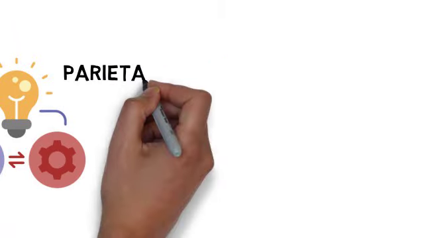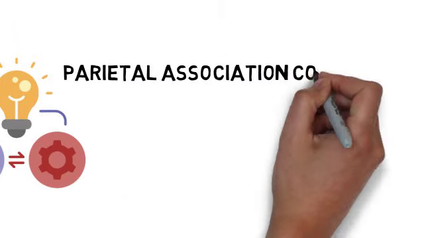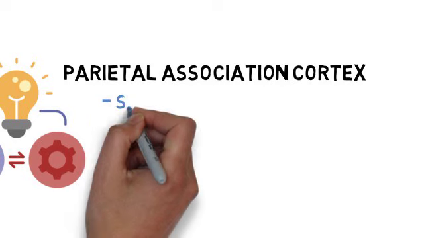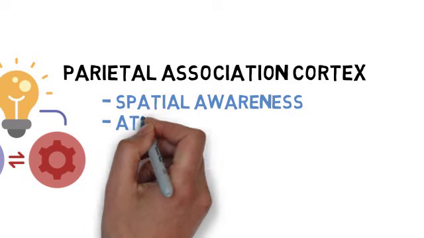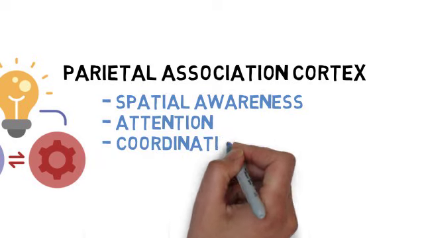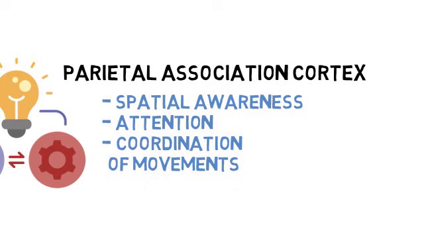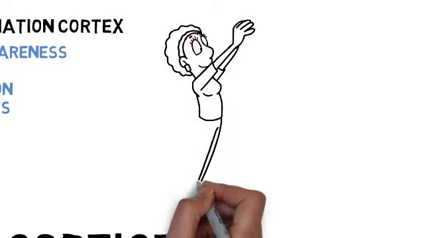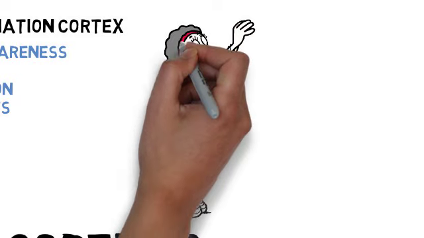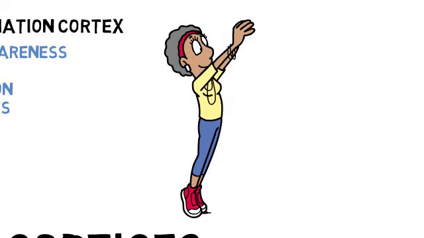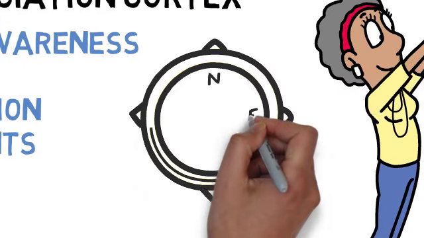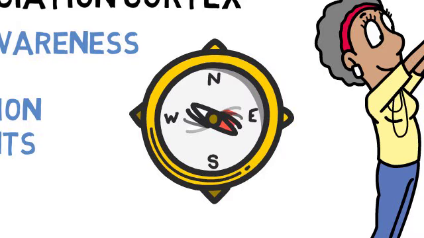The parietal association cortex is involved in integrating sensory information to form a coherent perception of the world. It plays a crucial role in spatial awareness, attention, and the coordination of movements. When you reach for an object, the parietal association cortex integrates visual and tactile information to guide your hand accurately. It helps calculate the distance and direction needed to successfully grasp the object.